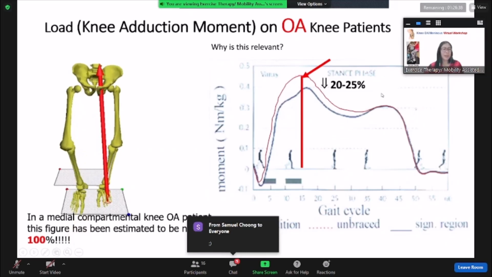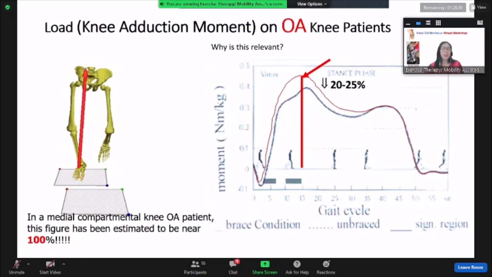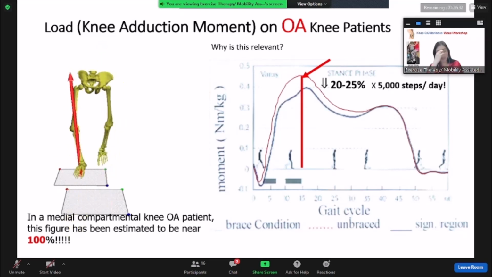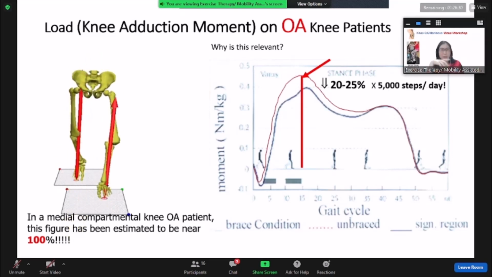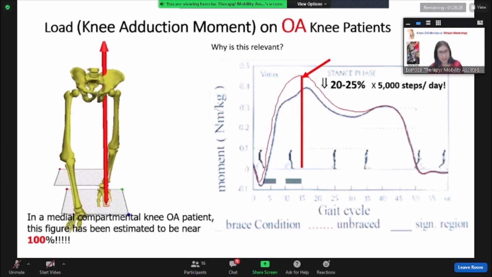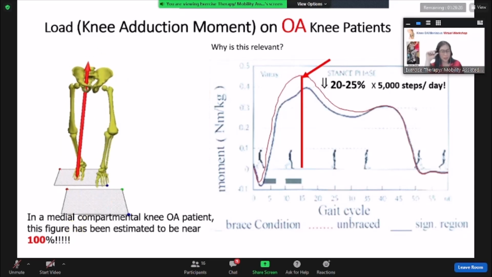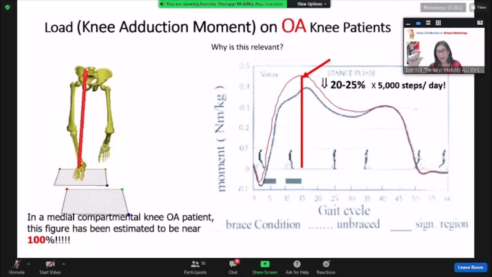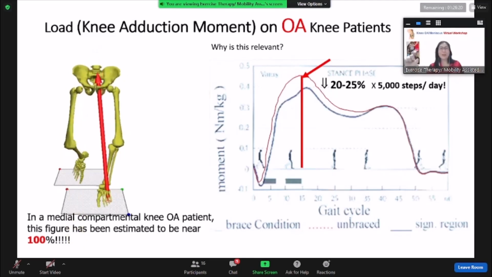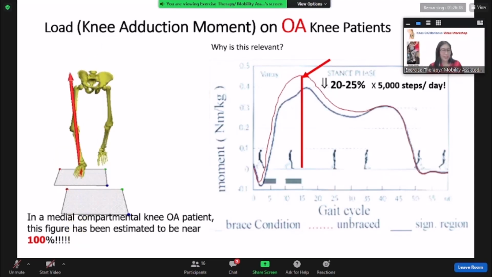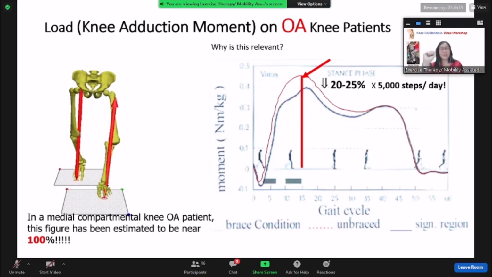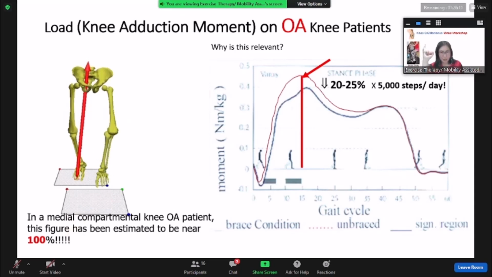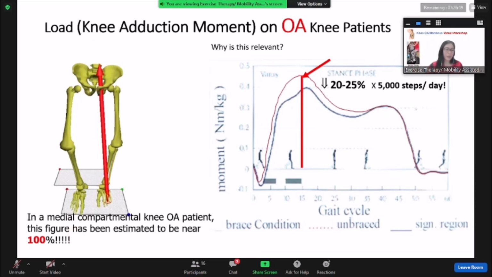Imagine that we're supposed to take about 5,000 steps a day. For patients who have knee pain, that 25% reduction in every step they take makes a world of difference to them. So it is important that patients are given an effective unloading brace.